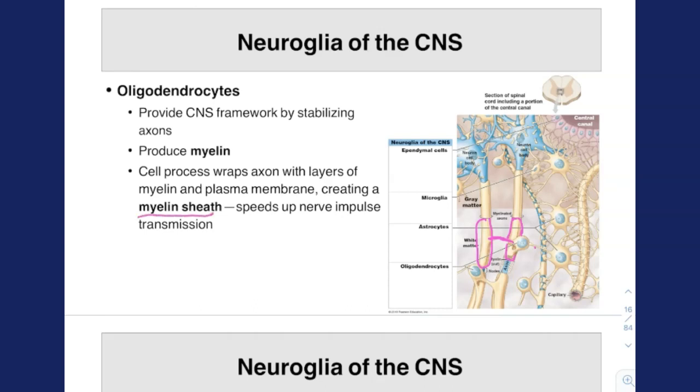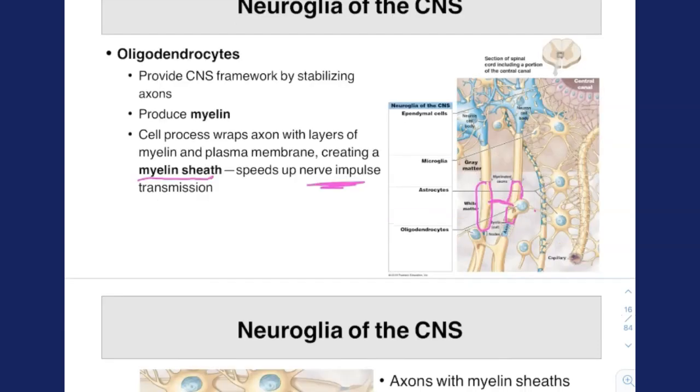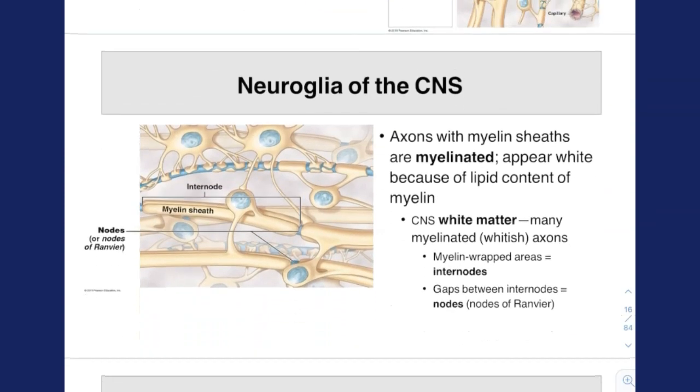A myelin sheath is designed to speed up the nerve impulses. We're going to spend significant time talking about the myelin sheath, so right now I'm just going to introduce this to you. Those oligodendrocytes are found in the central nervous system. Importantly, oligodendrocytes are not found in the peripheral nervous system. So keep that in mind. That sometimes shows up as a true-false question or something along those lines.